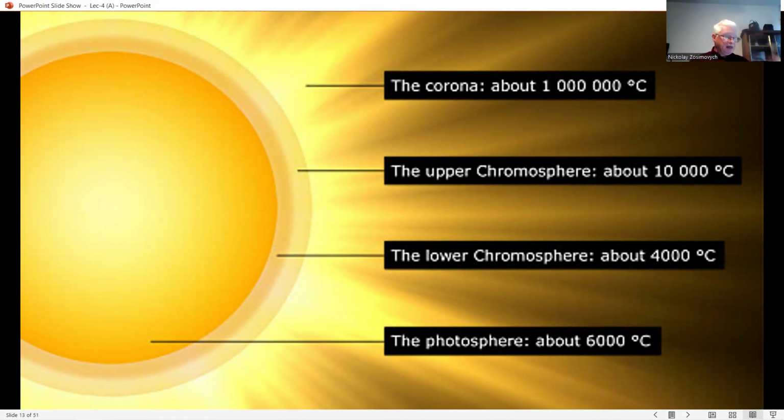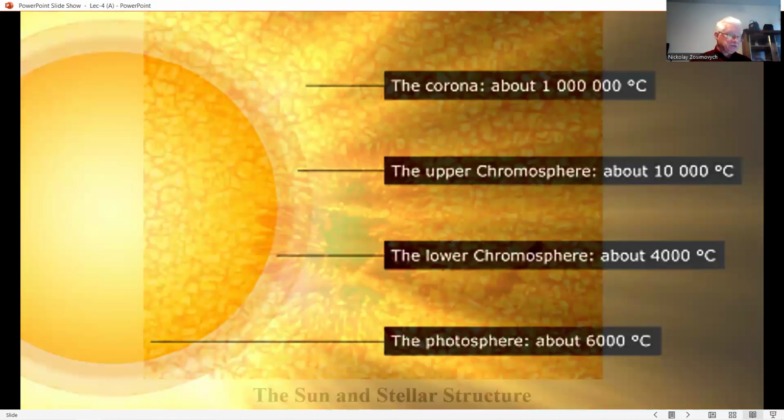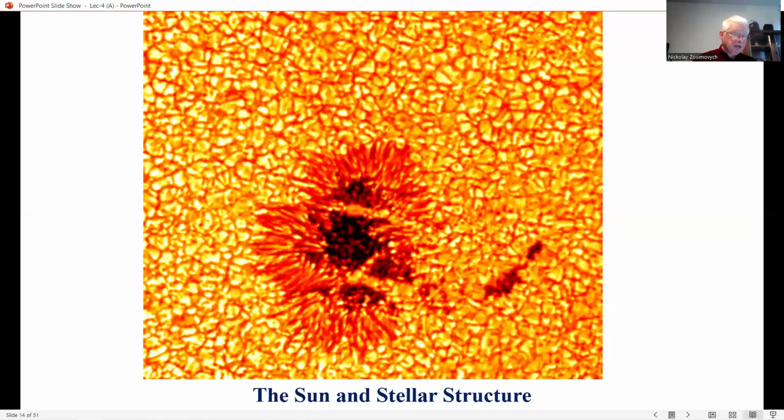Okay? The granulation of the photosphere is produced by convection currents of hot gas rising from below. Larger supergranules appear to be caused by larger convection currents deeper in the sun.